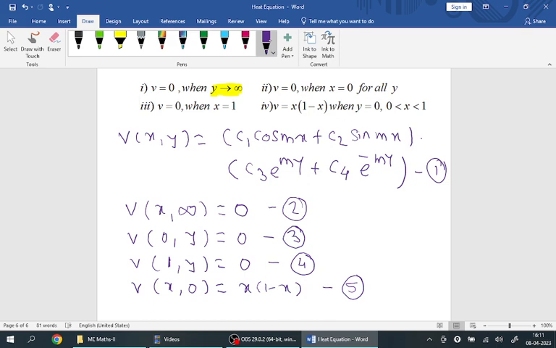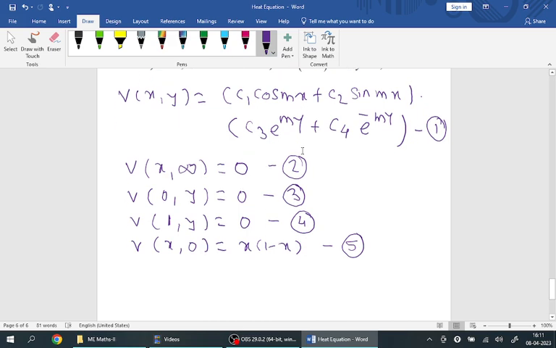one by one, so that we get the particular solution. Just check, if you replace y by infinity, e raised to minus infinity is 0 and e raised to infinity is infinity. So you cannot apply condition 2 at the beginning, because if you replace y by infinity, c3 e raised to my becomes infinity, undefined. That is not possible. So let me apply conditions 3 and 4 first and then condition 2. We'll go one by one.